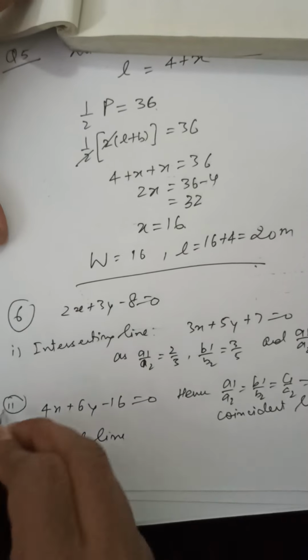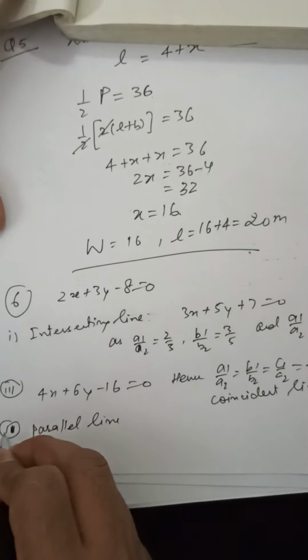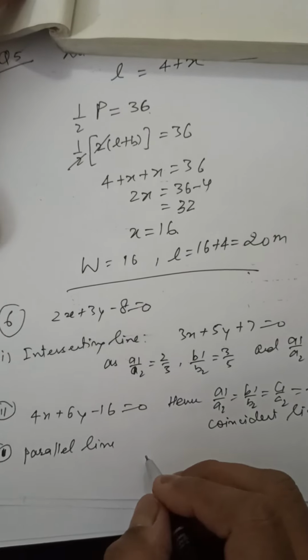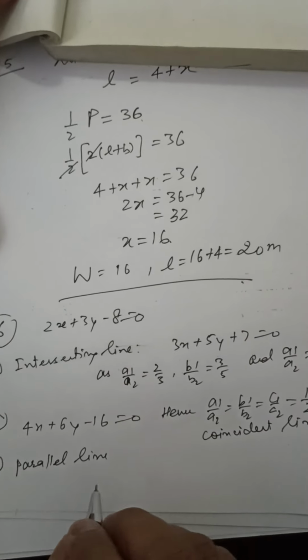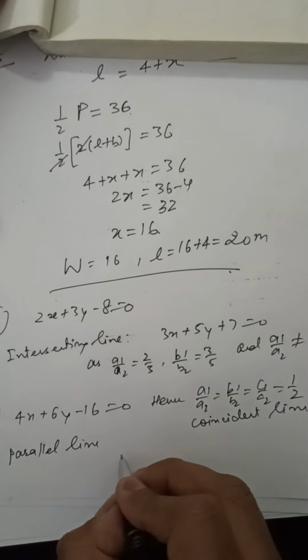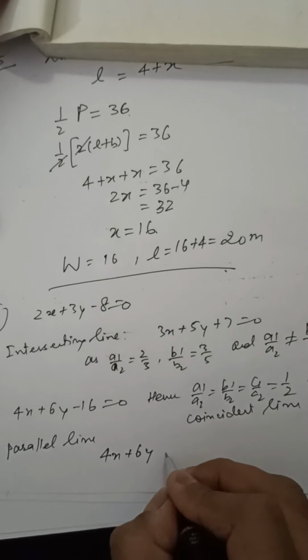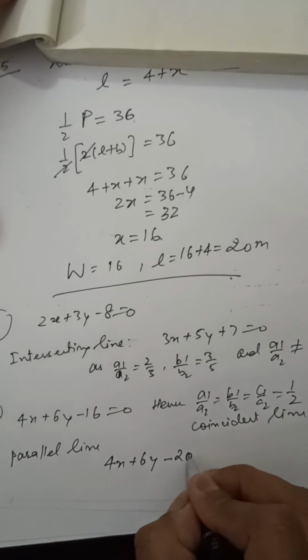So we have done the third part first. Now we are doing the second part. Parallel lines, condition is a1 upon a2 is equal to b1 upon b2 is not equal to c1 upon c2. So we write 4x plus 6y, and in the third equation we can write something else, 20 is equal to 0.